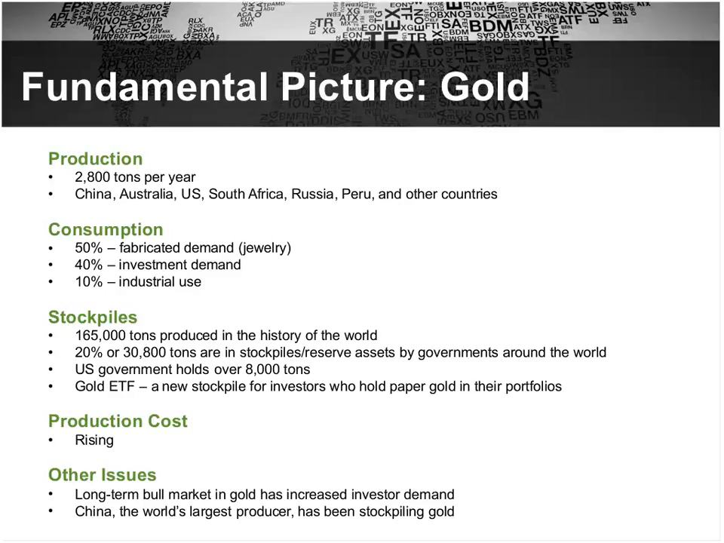The production cost for gold is rising as mines get deeper, and there are other issues surrounding gold. The long-term bull market in gold has increased investor demand. China, the world's largest producer, has been stockpiling gold, retaining production, and buying on the international market to increase their reserves. China is about to become the world's largest economy, but their gold holdings are small, only 1.8% of foreign exchange reserves, when compared to countries like the U.S., which has 76.6% of foreign exchange holdings in gold. Therefore, there's plenty of room for China to continue to buy gold to boost their percentage.